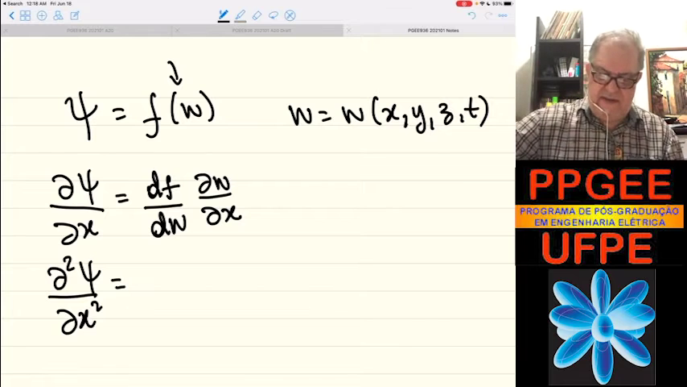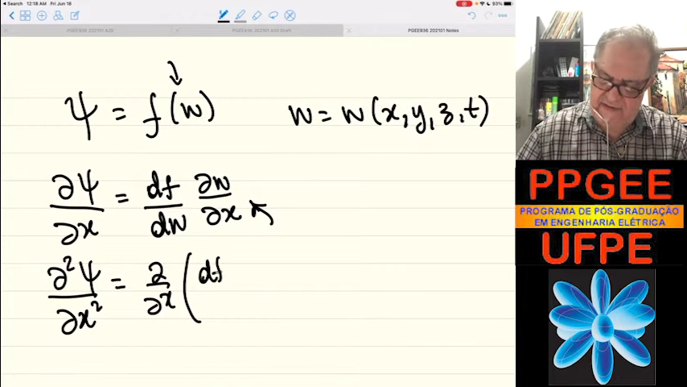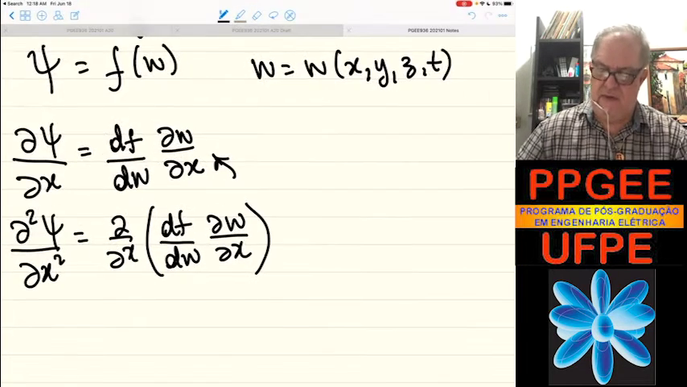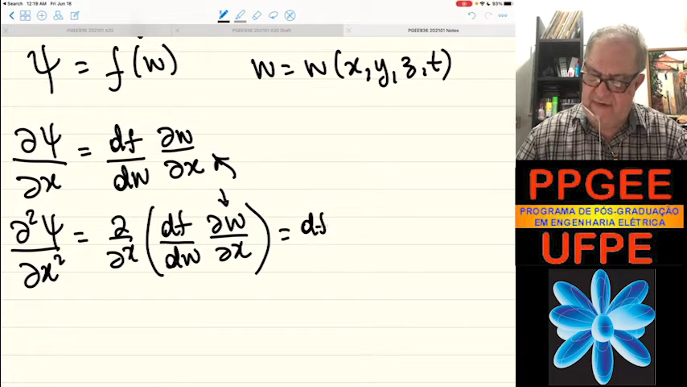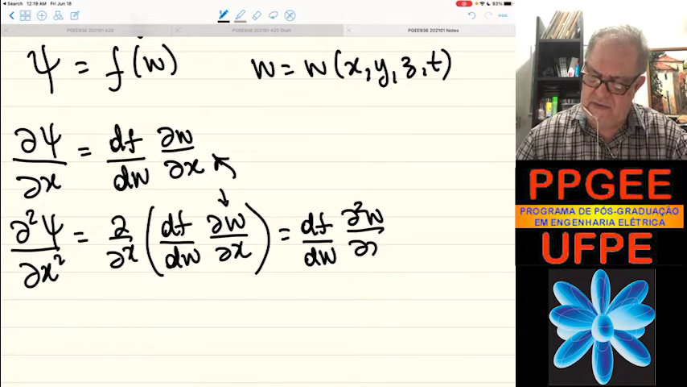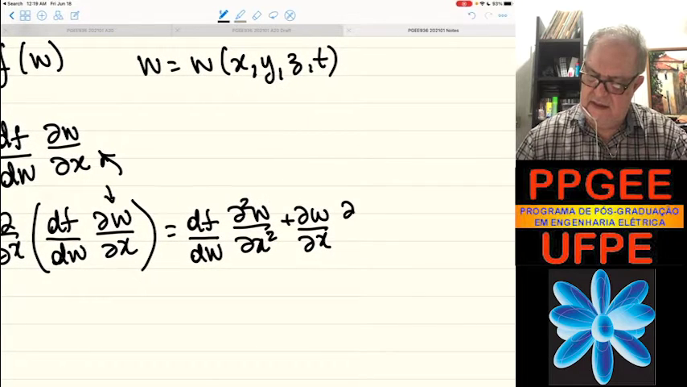And the second derivative of psi is equal to d/dx of this thing here, right? df/dw dx. So use the chain rule. So it's the derivative of the second. Let's take the derivative of that one. So it's going to be df/dw, the first, times the derivative of the second, d2w/dx2, plus the second, dw/dx, times the derivative of the first, d/dx of df/dw.